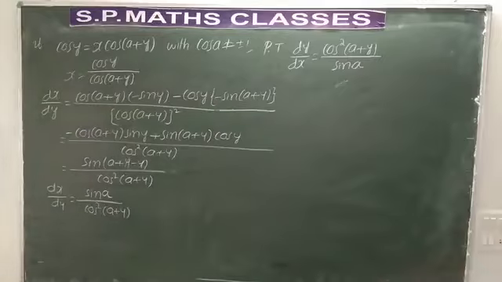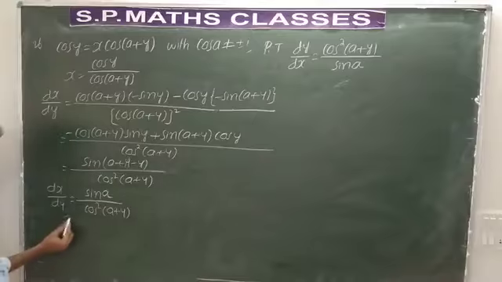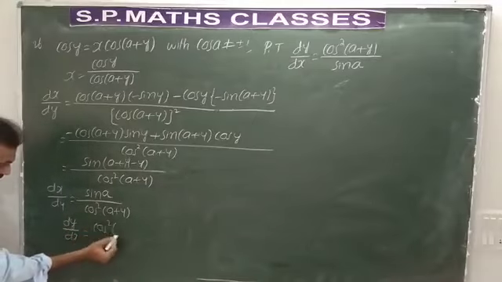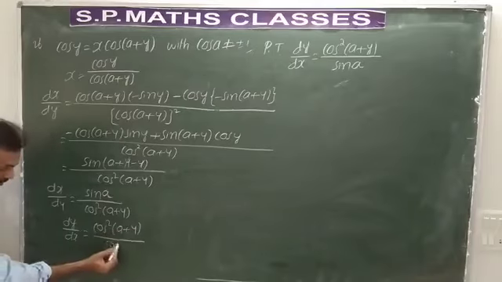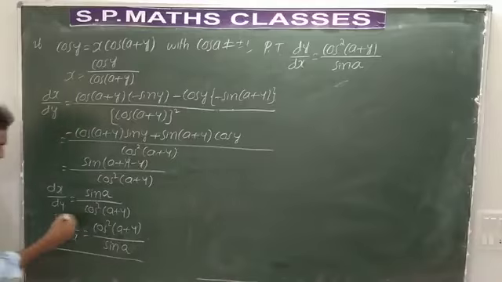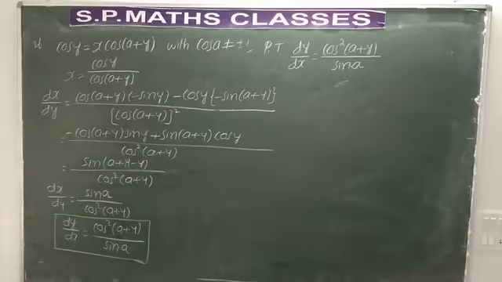But you want dy by dx, not dx by dy. So I write dy by dx is equal to, take reciprocal on both sides, cos squared of a plus y divided by sin a. This is the answer. Hope you have understood this problem.